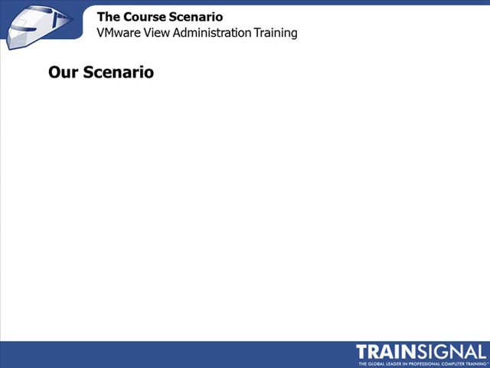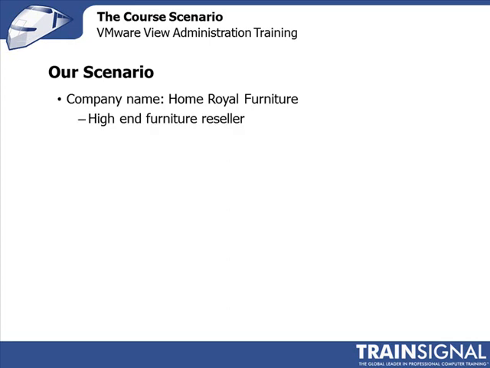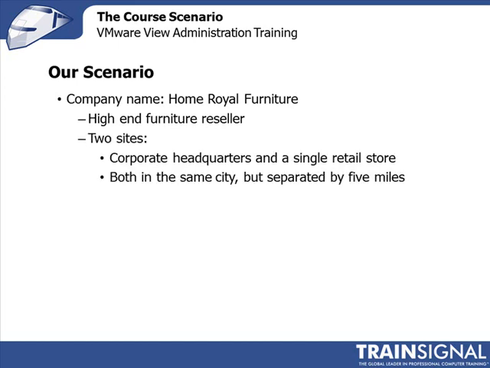So now let's talk specifically about the scenario. The company that we'll use is named Home Royal Furniture. They are a high-end furniture reseller, selling multiple different brands at a rather high premium. The company exists on two different sites: a corporate headquarters where most of the employees are located, and a single retail store that consists of multiple levels in multiple different departments and is the main interaction point for our customers.